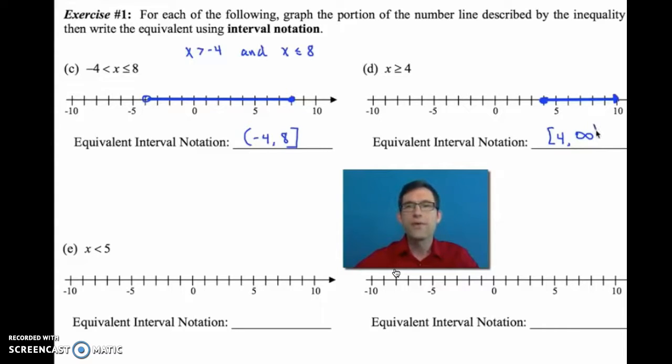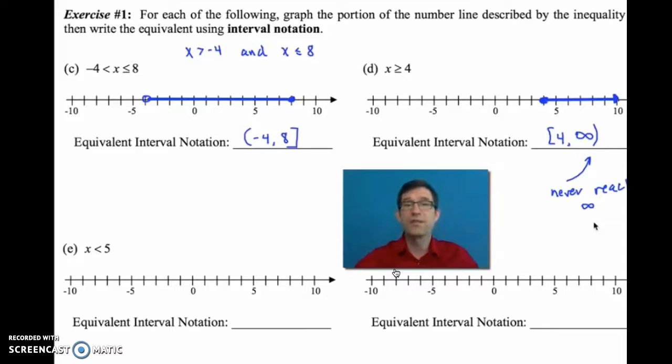But we're going to put a parentheses because we never can reach infinity. All right? Never reach infinity. So since we can't reach infinity, we can't include infinity. All right? So it's a little bit more confusing.